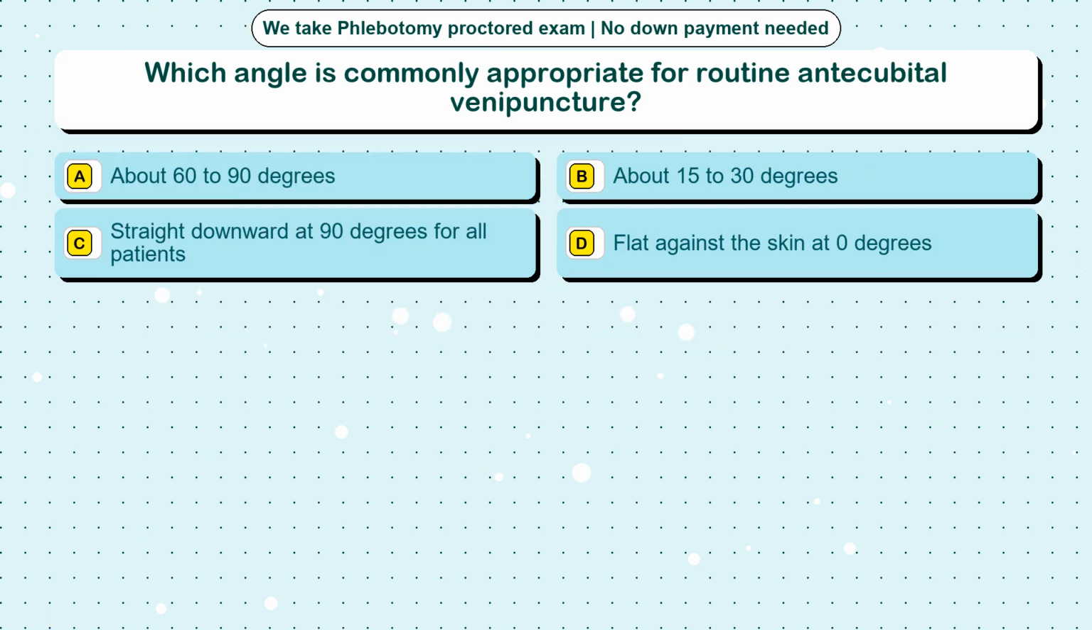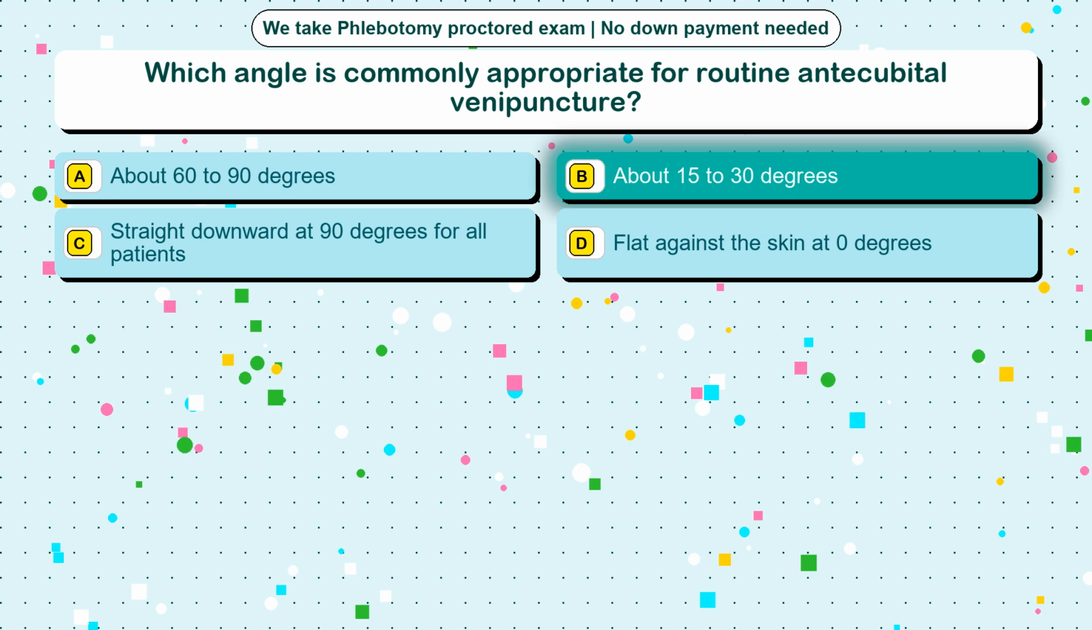Question 5. Which angle is commonly appropriate for routine antecubital venipuncture? Option A. About 60 to 90 degrees. Option B. About 15 to 30 degrees. Option C. Straight downward at 90 degrees for all patients. Option D. Flat against the skin at 0 degrees.